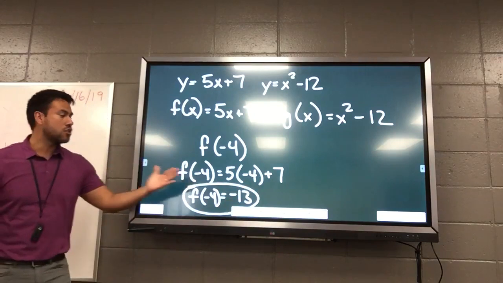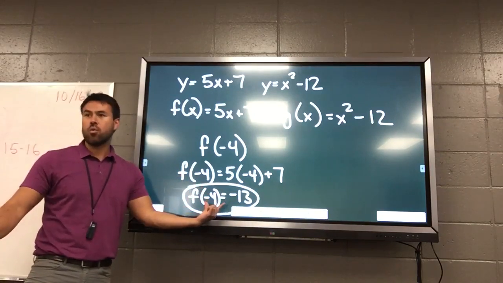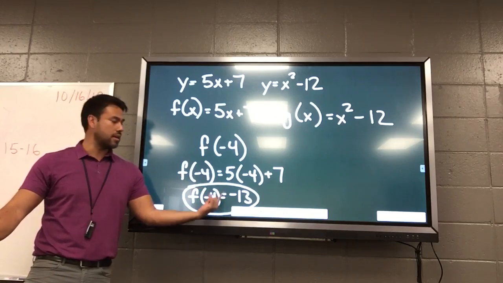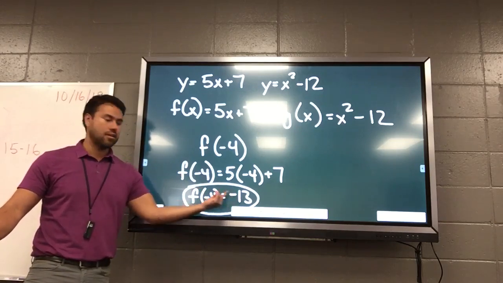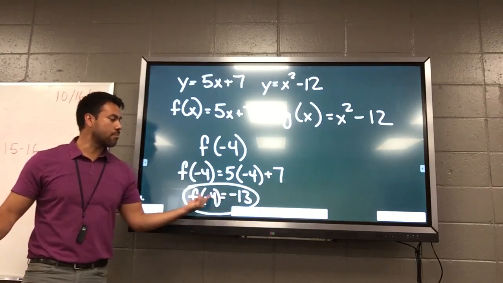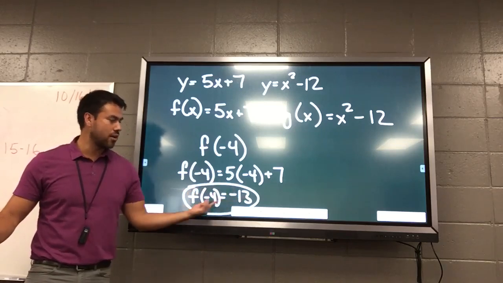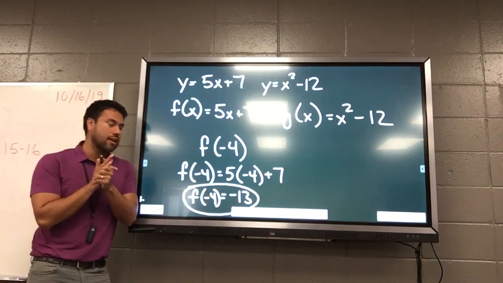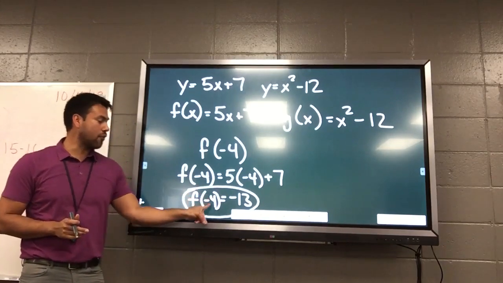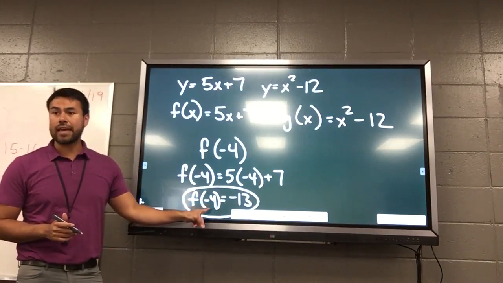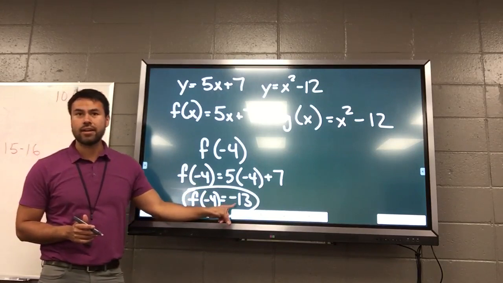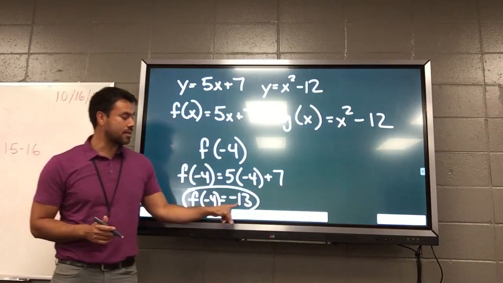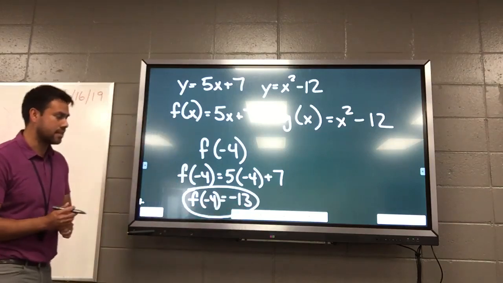Ready? Just from this equation, what is y? What is y worth in this equation? Negative 13. What's x? Negative 4. You got x and y in this little answer that's functional notation. By the way, if it's functional notation, that means no matter what number I put in for x, I'm going to get exactly one y value. That makes it a function.